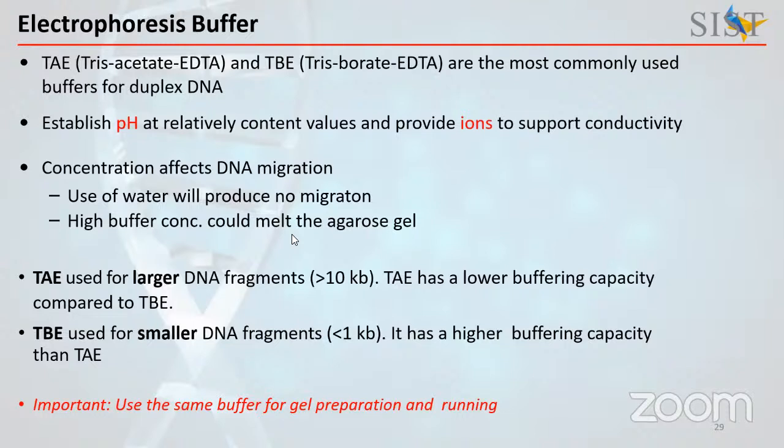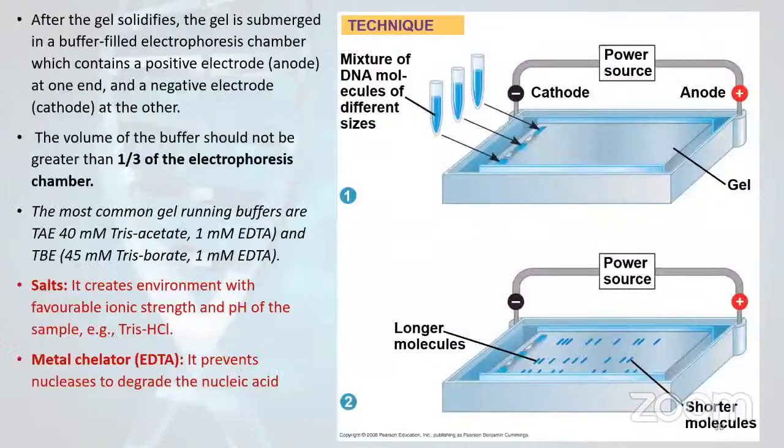All right, let's start from the electrophoresis buffer. So we have talked about the electrophoresis buffer, right? So why do we use TAE buffer and TBE buffer? After the preparation of the gel, we have to let it solidify. And that solid gel is submerged in the buffer-filled electrophoresis chamber. So the casting tray with the gel will be transferred to the electrophoresis chamber, and both ends will be connected to the electric supply, all right?